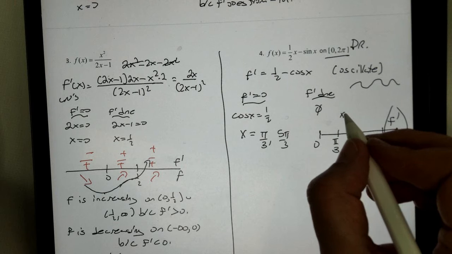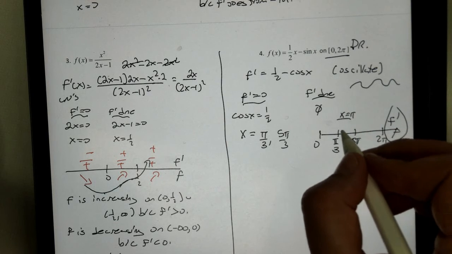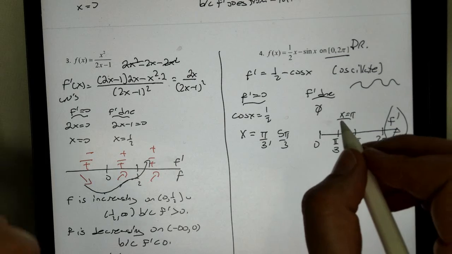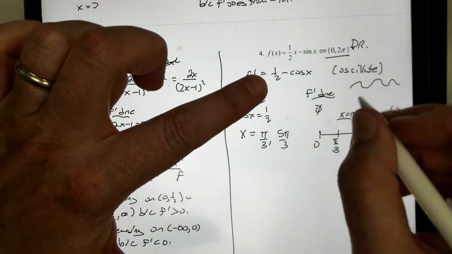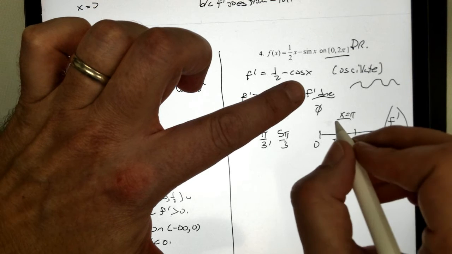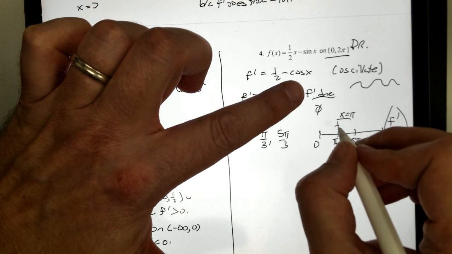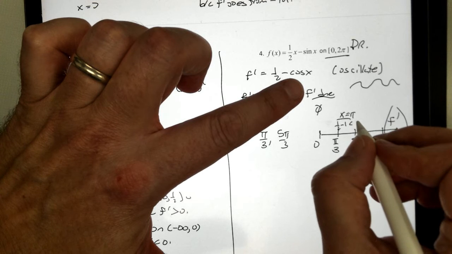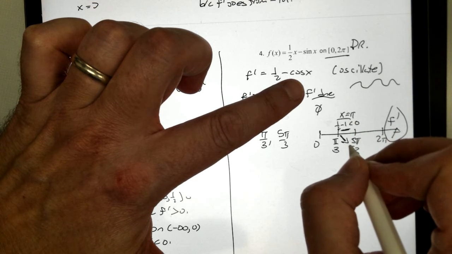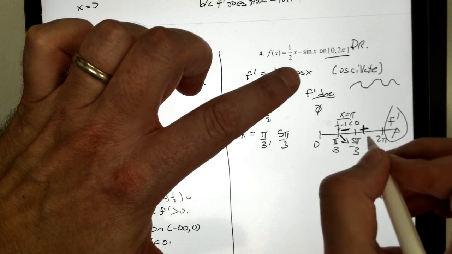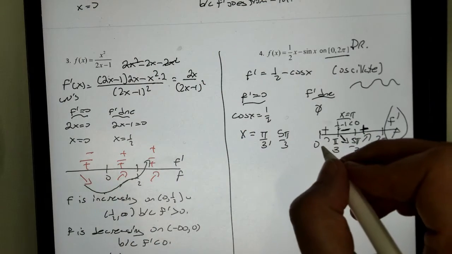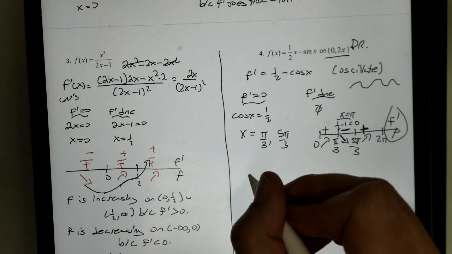So I'm going to start here with pi. Pi is between pi over 3 and 5 pi over 3. If I plug it in here, I'm going to get 1/2 minus the cosine of pi, which is 1. So this is 1/2 minus 1. That's less than 0. So it's telling me that this is negative, so it's decreasing. Once I know that, they oscillate. That's going to be positive, and that's going to be positive. I told you, trigs are nice. So now I can answer it.